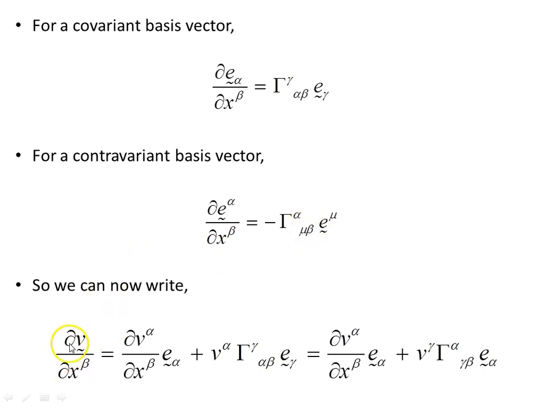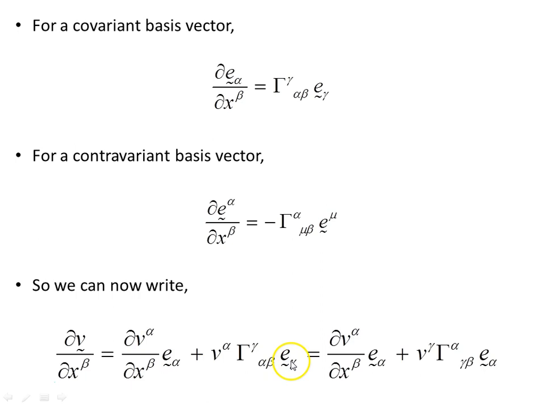So we can write now that dv dx beta, now this is for the contravariant components and covariant basis, this partial derivative. Now, the partial derivative of the basis vector dE alpha dx beta that we saw on the previous page becomes this object here times that. Okay, and then what you're going to see, and will be important, is that notice this basis vector here, the index is gamma, and this one is alpha.